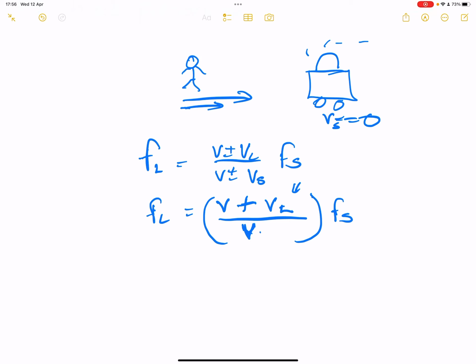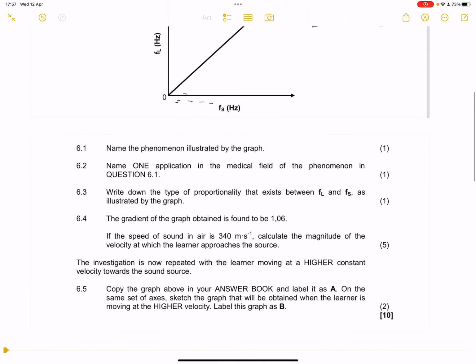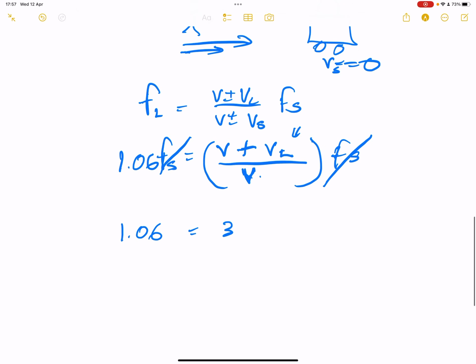So instead of FL there, I'm going to say this is 1.06 times the frequency of the source. And what can we do with that? I can divide both sides by Fs, and it would cancel. So I've got 1.06 is equal to my V, in this case 340, so that's 340 plus VL divided by 340.